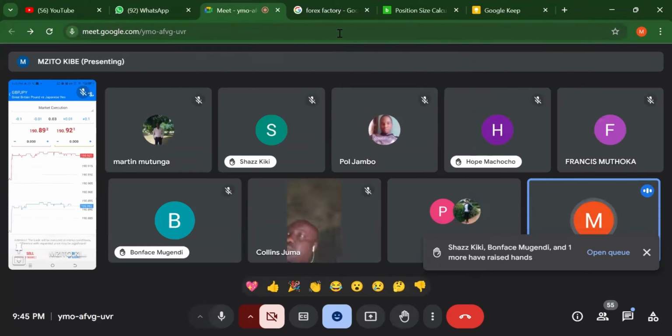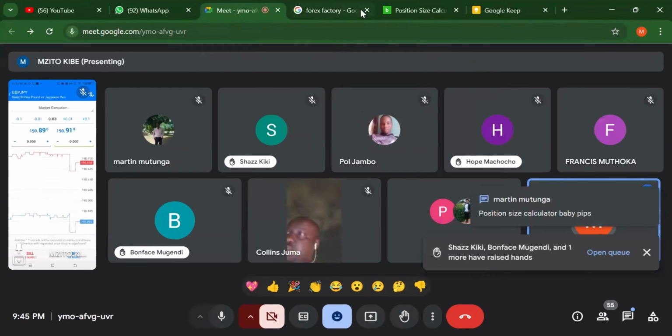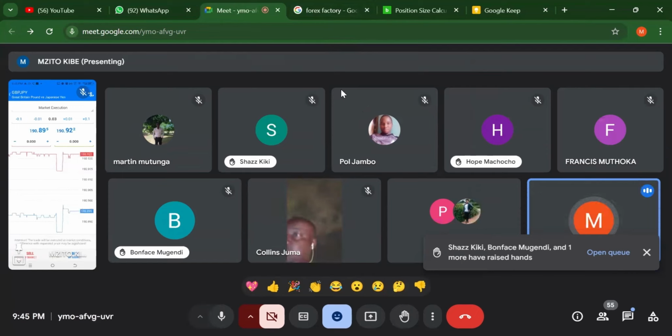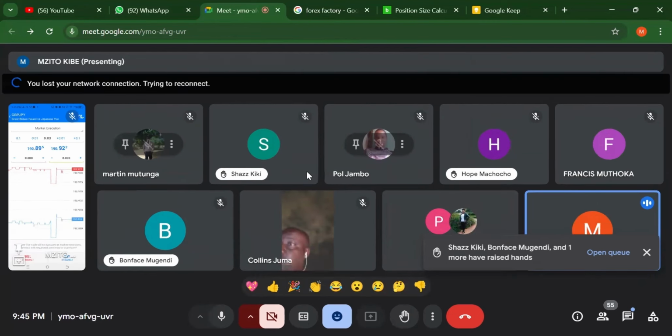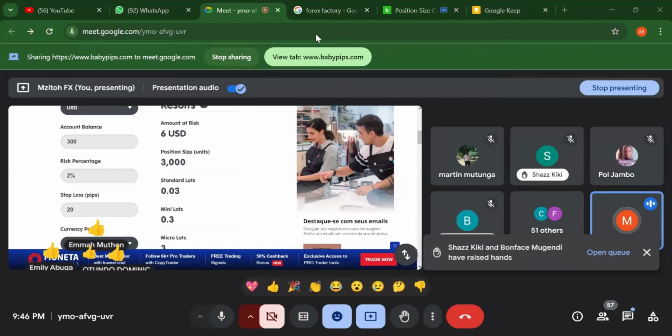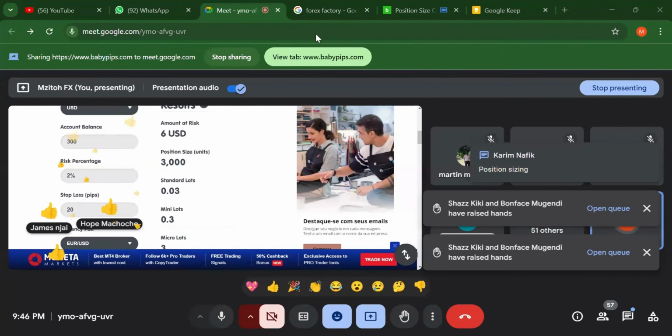I want us to go step by step today so that when I send this video, it will be quite easier for you. So before I place a trade, let's say I'm on MT4, I'm at a place to buy or sell. I need to know the correct lot size. So what am I supposed to do? I will go to the position sizing calculator. How many are seeing the calculator? Kindly confirm. Yes, majority are confirming that they are now seeing it.